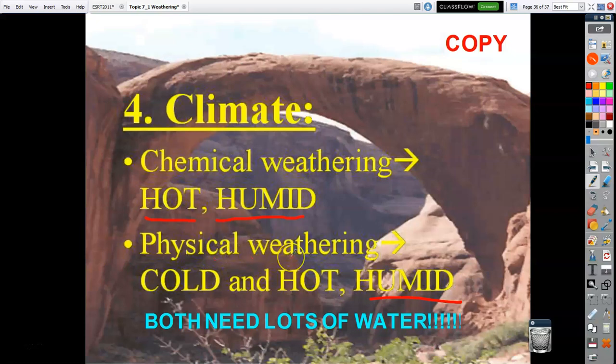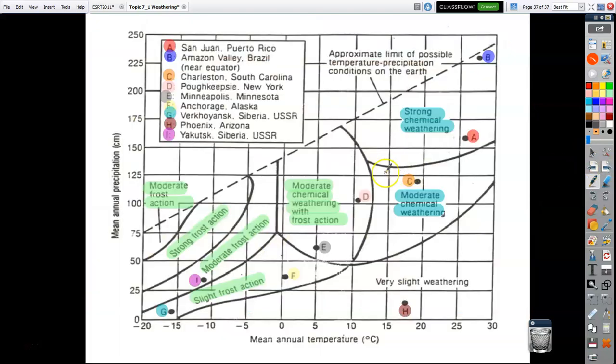Physical weathering, to have the ice, to have that freeze thaw, you need both. You need cold weather to make the ice, and then you need warmer weather to melt the ice. So there's the difference between them. And then I have one more slide. This is just a summary. It shows you different places around the globe, and it shows you what type of weathering.